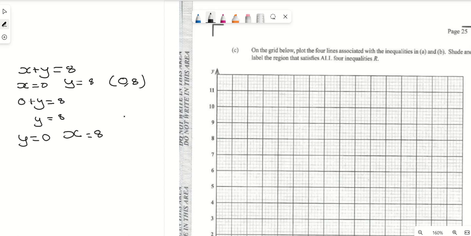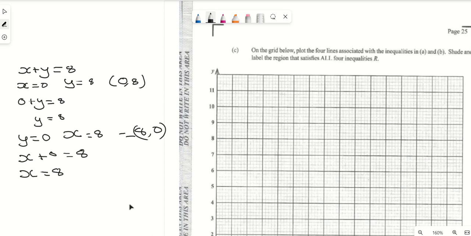So wherever we see y, we're going to put 0. So it's going to be x plus 0 is equal to 8, and that means x is equal to 8. So our coordinate is going to be (8, 0). So to draw my line, I have two coordinates already, (0, 8) and (8, 0).